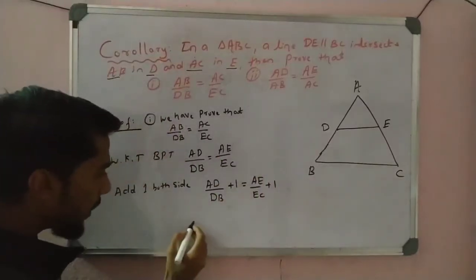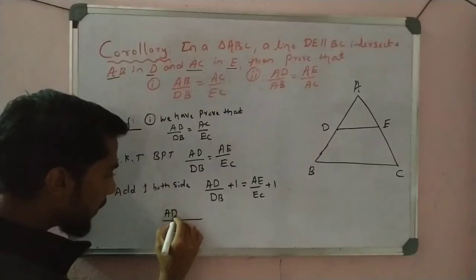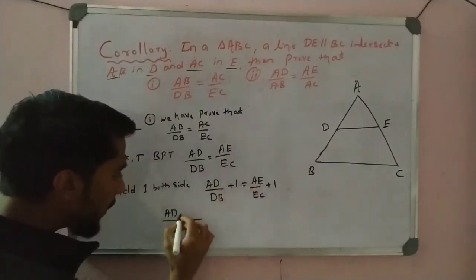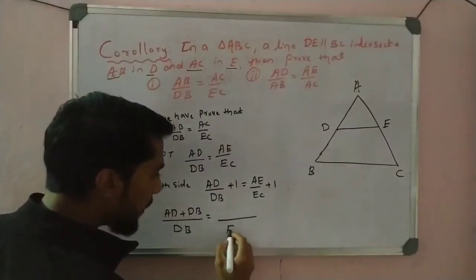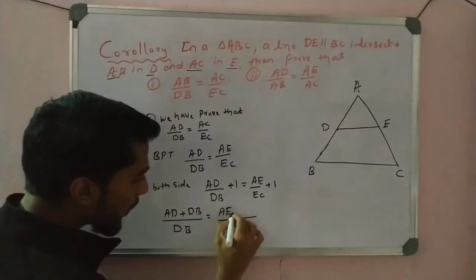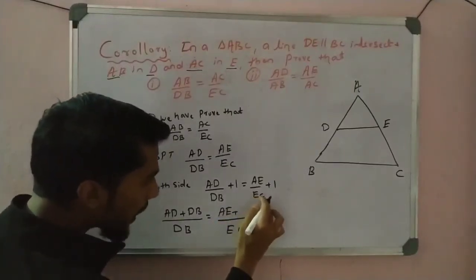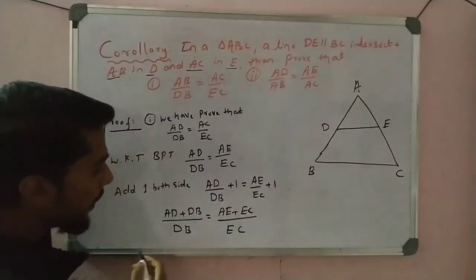Now take the LCM. LCM is DB. Here, AD plus 1 into DB is DB. Very good. Now for AE by EC, the LCM is EC, so it is AE plus 1 into EC, which is EC. Right? Very good.